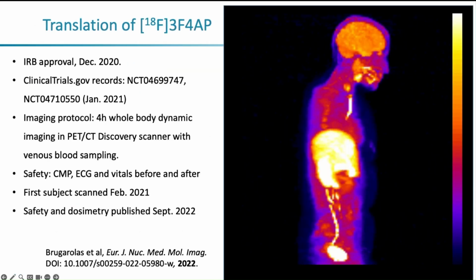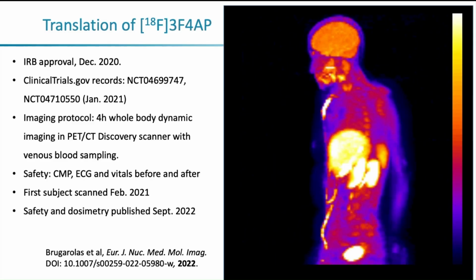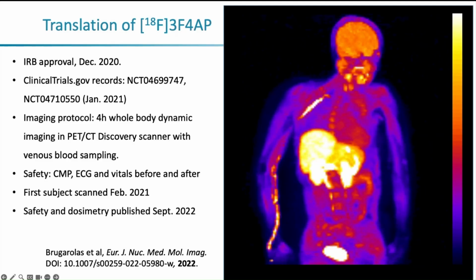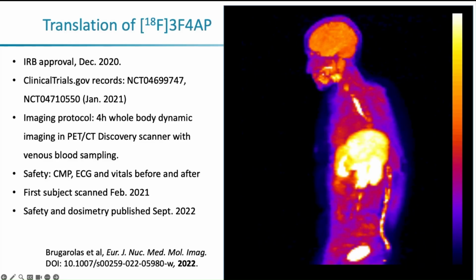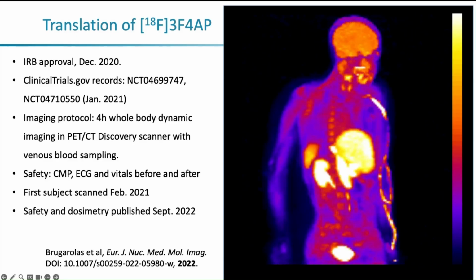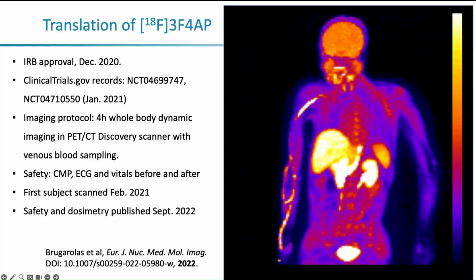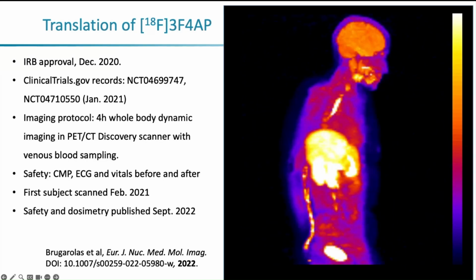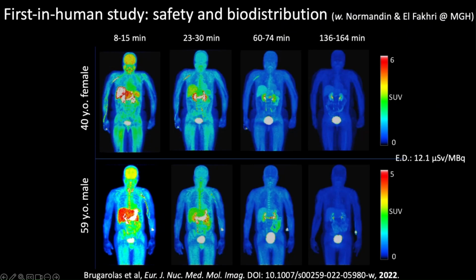Here is an image from the first volunteer. This is one of the early images. I think this is from the first 30 minutes. You can see pretty high signal in the brain, and then high signal in some of the internal organs like the kidneys and the urinary bladder. You can see the vein in which it was injected. Based on this data, we were able to calculate dosimetry. The effective dose was 12 microsieverts per megabecquerel, which is comparable to other F18 tracers, maybe a little bit lower than FDG.